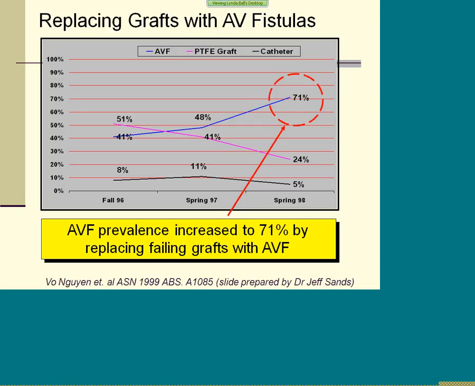His fistula prevalence was 41% here. He was actually able to increase it to 71%, look at this, by reducing grafts and converting those grafts into fistulas. And he has been able to sustain very high rates for the entire 8 years or so that we've been doing this Fistula First project. And you can see he's got nice low catheter rates as well.